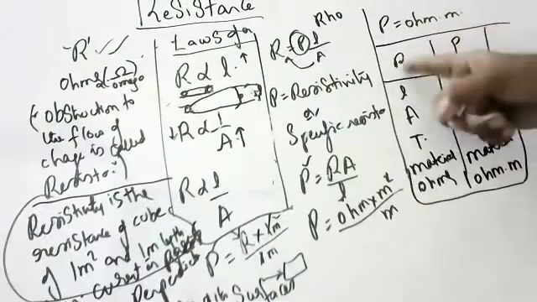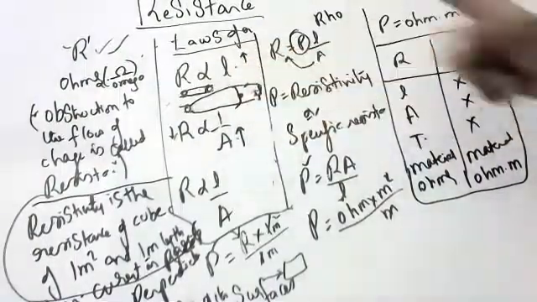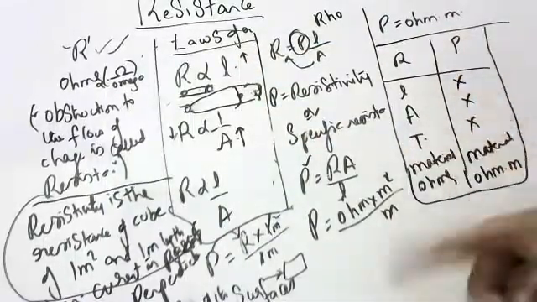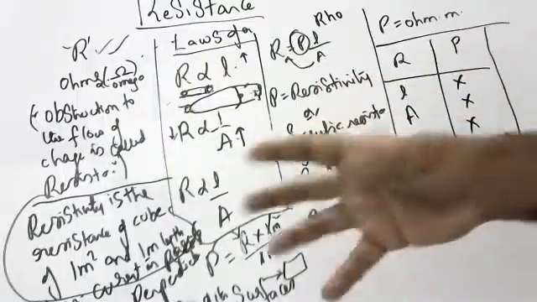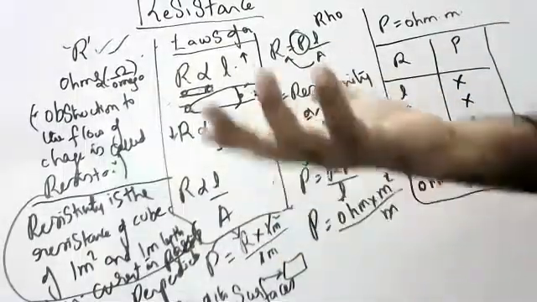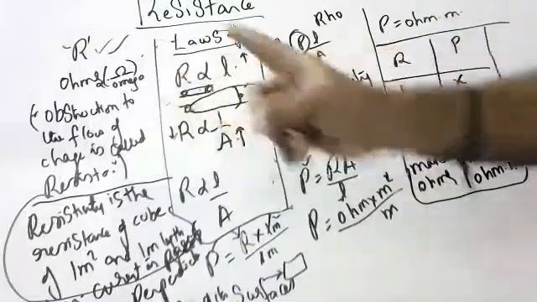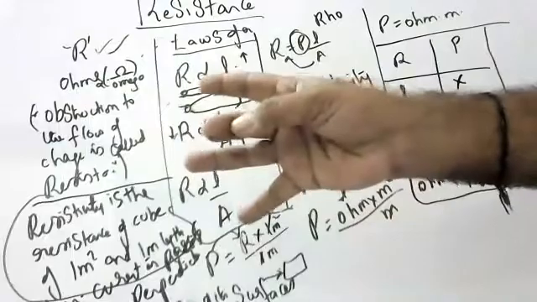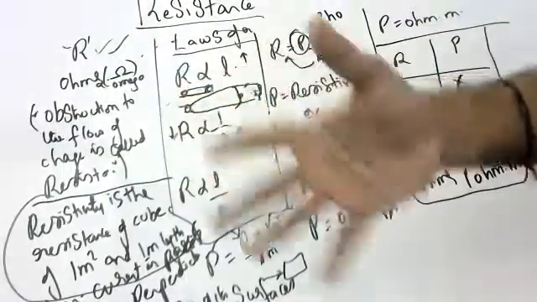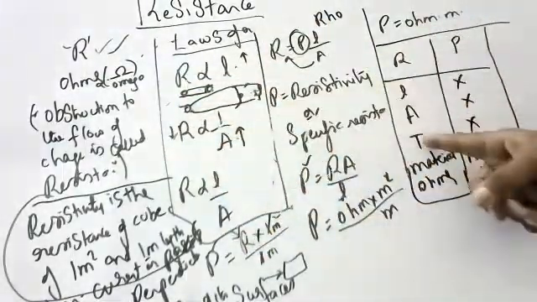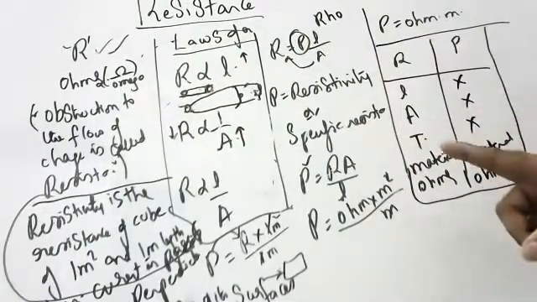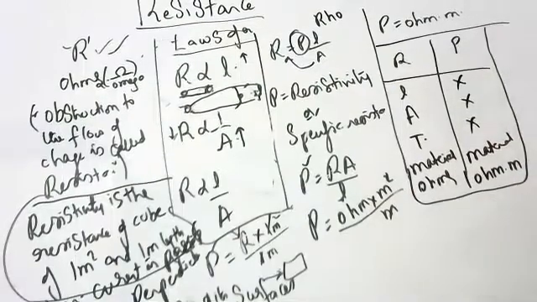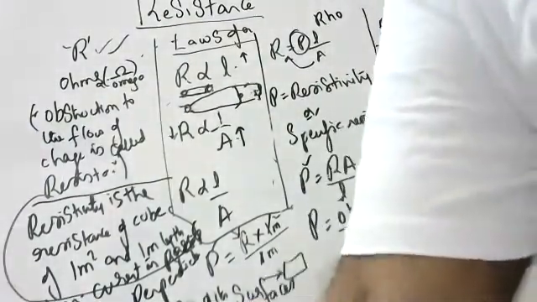What is the difference between resistance and resistivity? Resistance depends upon length, resistivity does not. Resistance depends upon area, resistivity does not. Resistance depends upon temperature. Why, children? When they collide, due to friction, temperature increases. More resistance means more collisions, more collisions mean more friction, and more friction means more temperature. That's why resistance is directly proportional to temperature, whereas resistivity does not depend upon temperature. Resistance depends upon material, and resistivity also depends upon material.